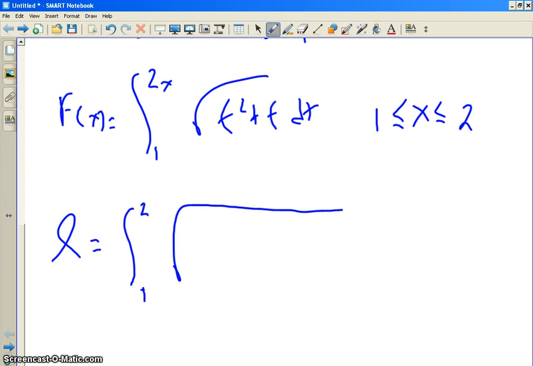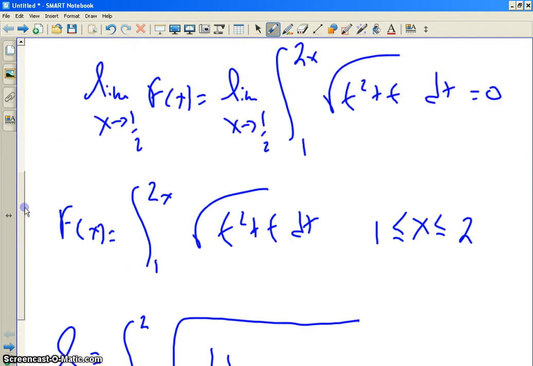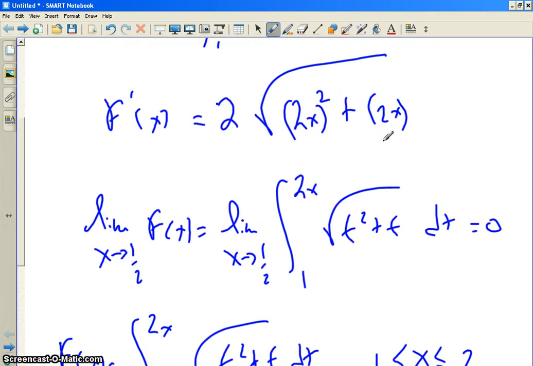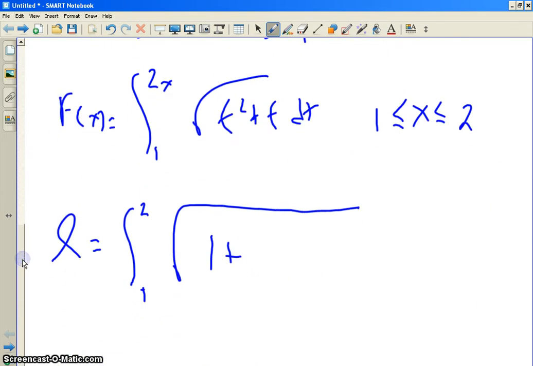Square root of what? It was 1 plus the derivative squared. But we got the derivative right here. Square this. What do you get? 4. And the radical goes away. All right, so let's write that. So 4 times what's in the radical. And 2x all squared is 4x squared, I guess. We could have simplified that before, I suppose. And there you go. That's it.